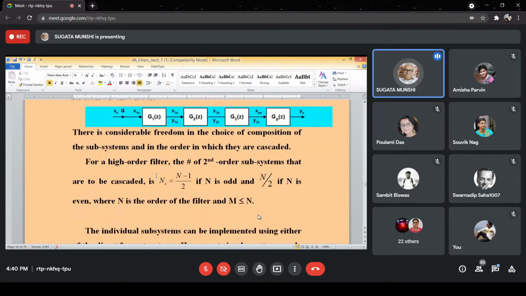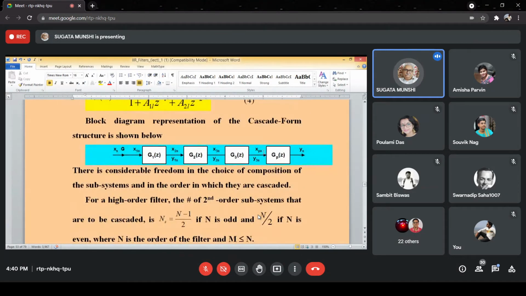Now, your task is not over after you obtain the transfer functions of these subsystems. What will you obtain from these subsystems? A set of several difference equations. As for example, here we have x[n], G into x[n] is x1[n]. So far as G1(z) is concerned, a difference equation relating x2[n] and x1[n] is to be written down. Another difference equation relating x3[n] and x2[n] has to be written down. Similarly, in this way, you can have a dotted line here. There must be a dotted line. Relation between xp[n] and xp minus 1[n], all these difference equations should be written down.